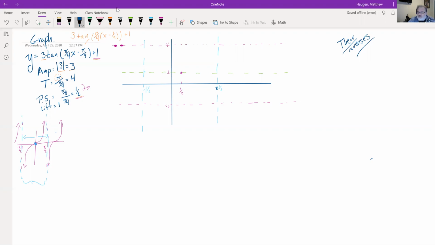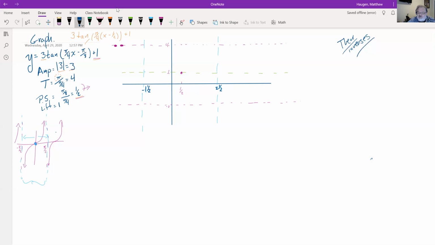So I'm going to make those darker, make sure we can see them. So that's probably the biggest error that happens when people graph tangent: they go from that center point, they go the period distance in both directions. That makes the distance between the asymptotes, in this case, 8 instead of 4. So it ends up doubling our period.